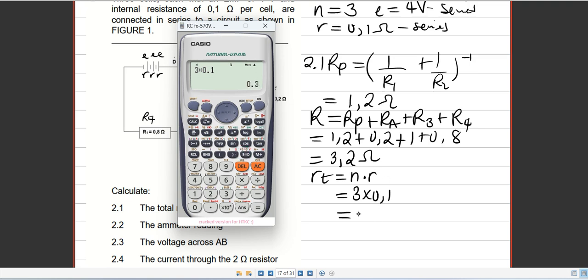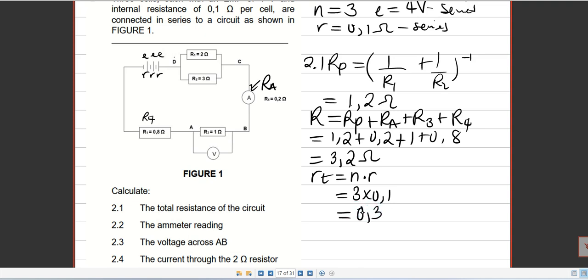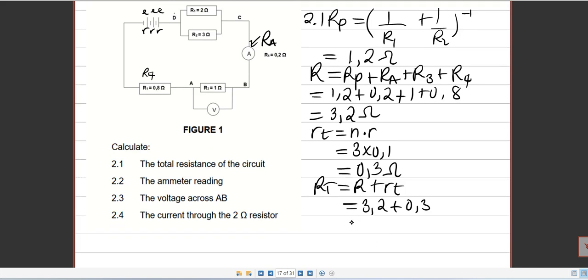We have 0,3 ohms. So to find our total resistance, let's start with the formula first. R total is 3,2 plus 0,3. It's going to give us 3,5 ohms.